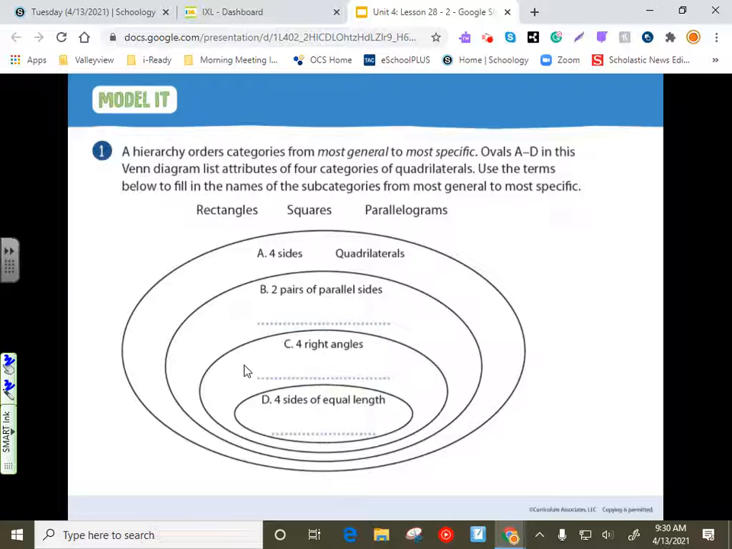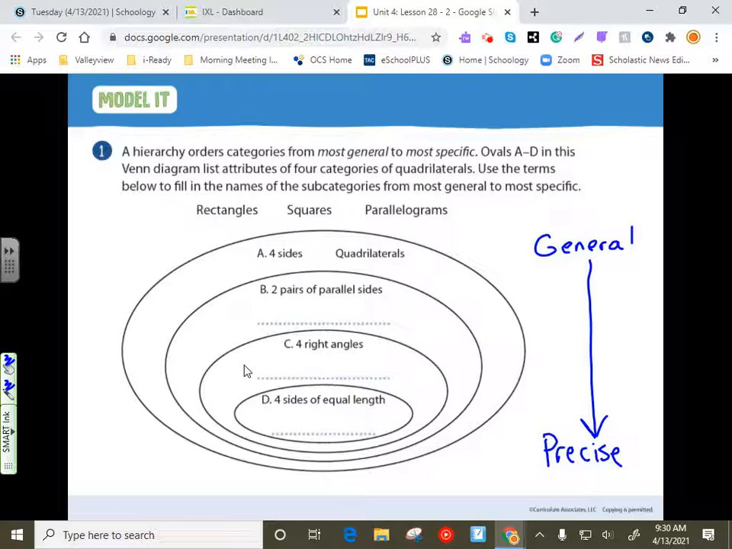And so a hierarchy is like a ranking, and it orders these categories from most general to most specific. General just means very basic. Specific means really precise. So over here, I'd like you to write the word general and then draw an arrow down like this to talk about very precise or specific.